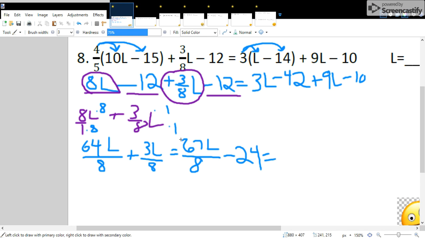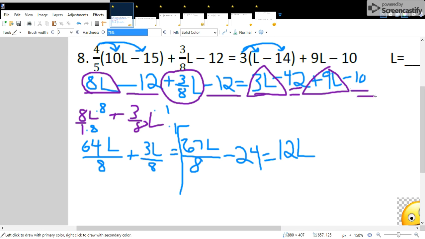Okay, now let's look at the other side. So we have a 3L and a plus 9L. Together that will give you 12L. Okay, we have a minus 42 and a minus 10. That will give you a minus 52. From here, let's go ahead and isolate the L's. So let's add 52 to both sides of the equal sign.